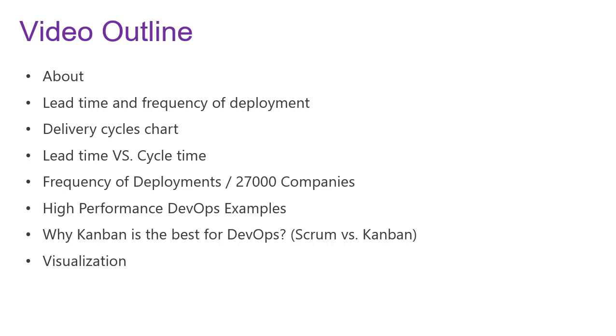Then we will talk about why Kanban is best for DevOps, Scrum vs Kanban. Why it is better to use Kanban when we're talking about DevOps and continuous delivery. Then I will talk about visualization. For me, visualization is a key for everything. I will go even extreme and say if you can't have a really good visualization about everything, then probably you will not be able to implement high performance DevOps transformation or adoption.